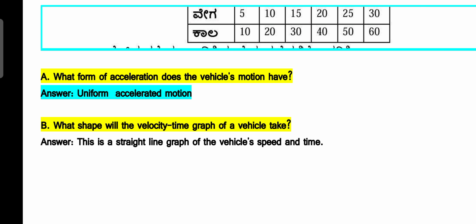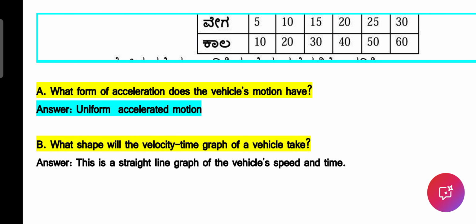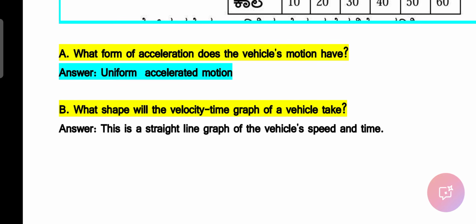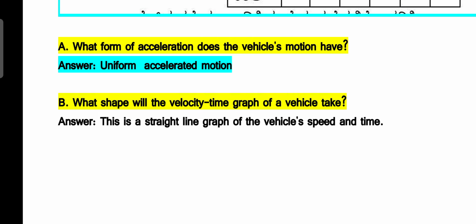Let us see the first question. What form of acceleration does the vehicle's motion have? This is called uniform motion or uniform acceleration. Because if you divide 5 by 10, you will get 0.5. And if you divide 10 by 20, you will get 0.5 again. So for every value, you are having the same ratio. So it is called uniform accelerated motion.